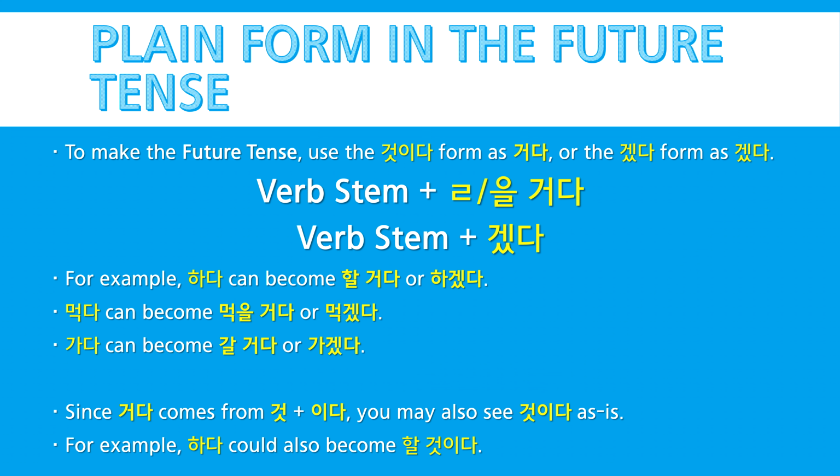And 가다 can become 갈 거다, or 가겠다. Since 거다 comes from 것 plus 이다, you may also see 것이다 as is. For example, 하다 could also become 할 것이다.